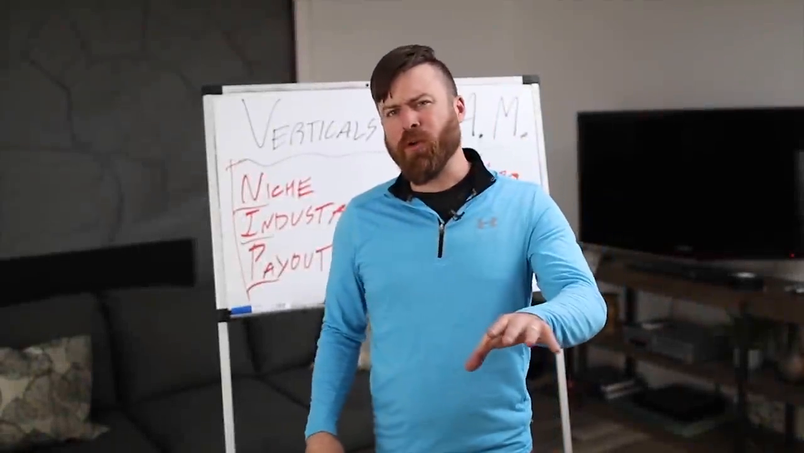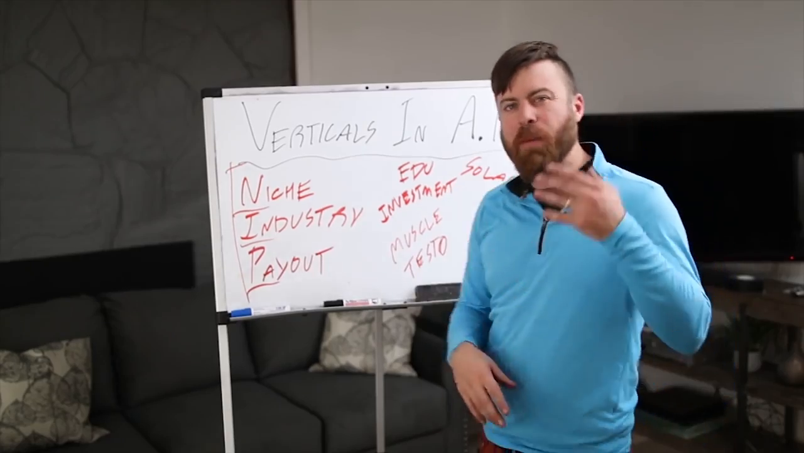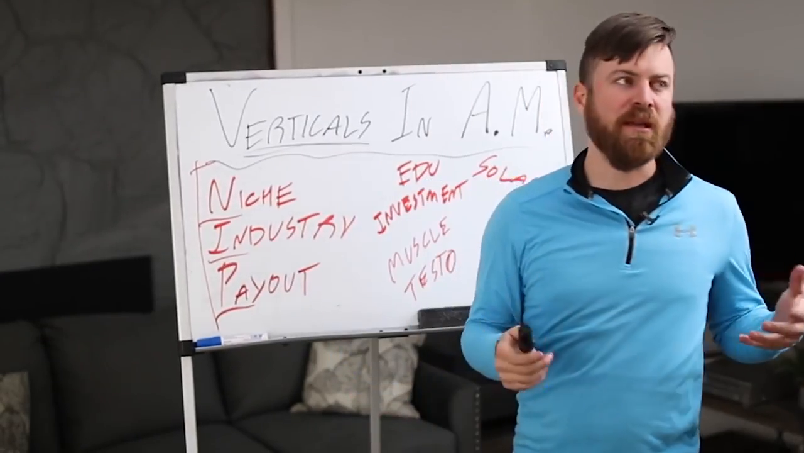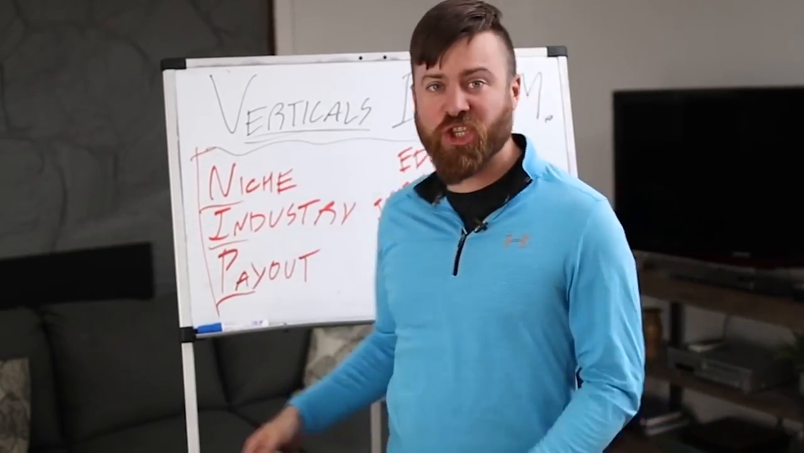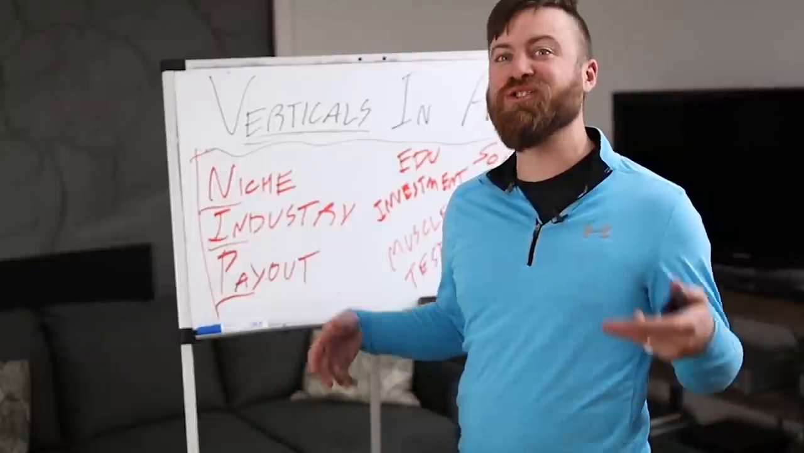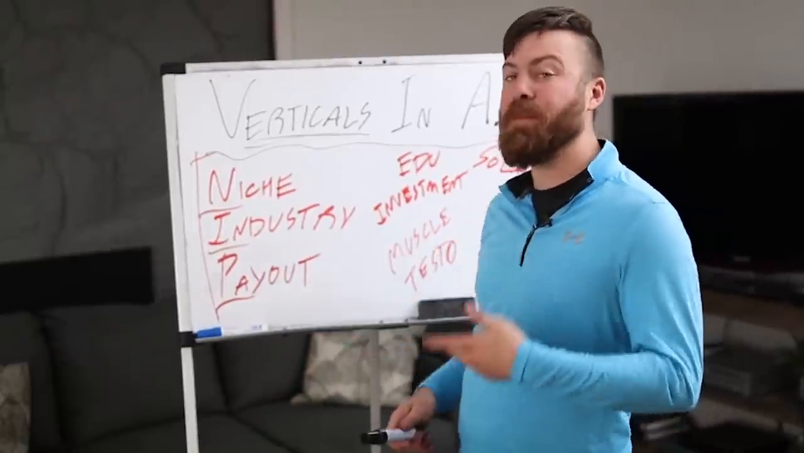So, some of the different verticals in affiliate marketing. First off, I'm going to describe what verticals mean. A vertical is basically synonymous with a niche or an industry. Affiliate marketing terminology is really convoluted. It can also mean a payout type.